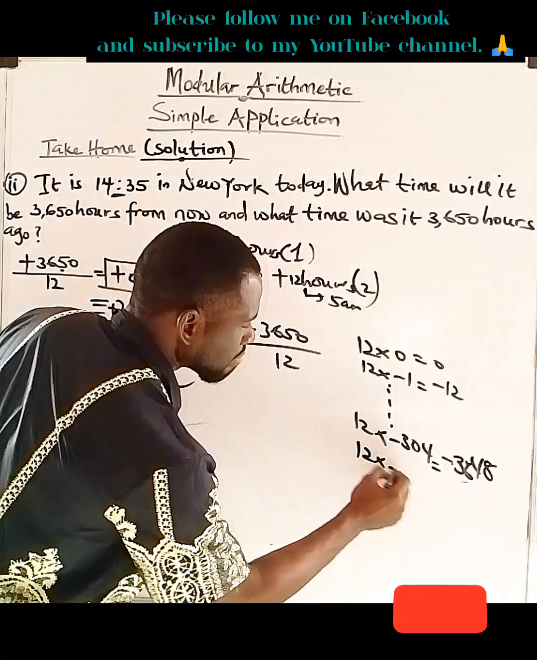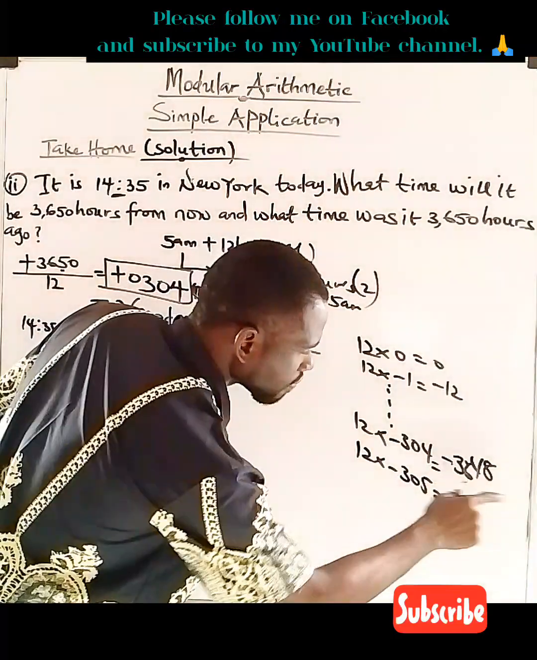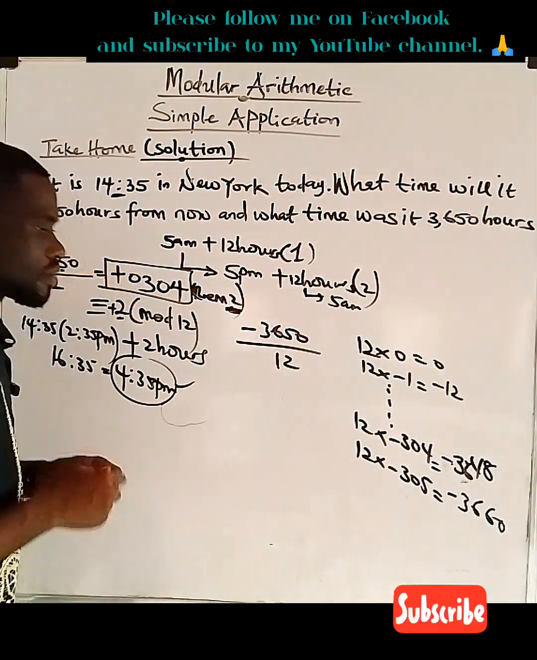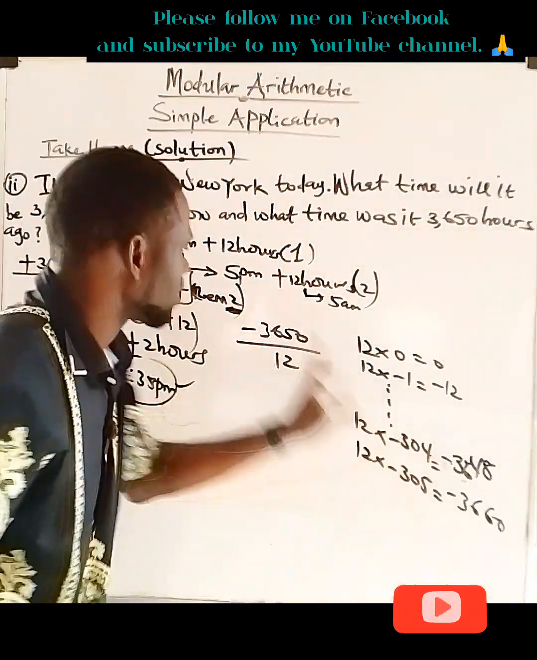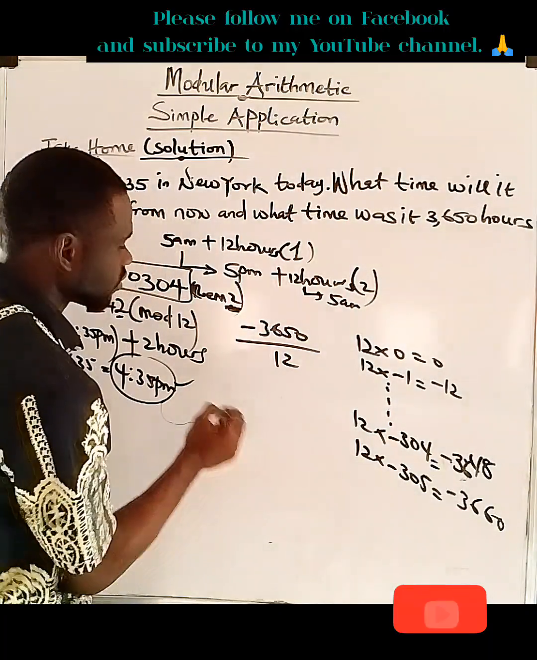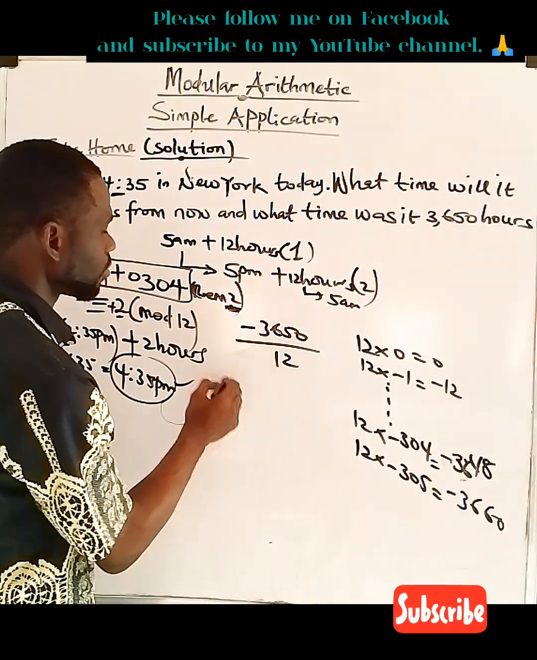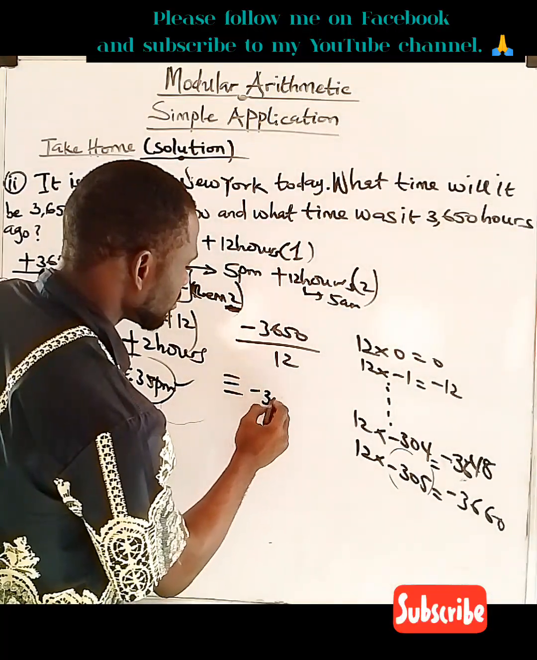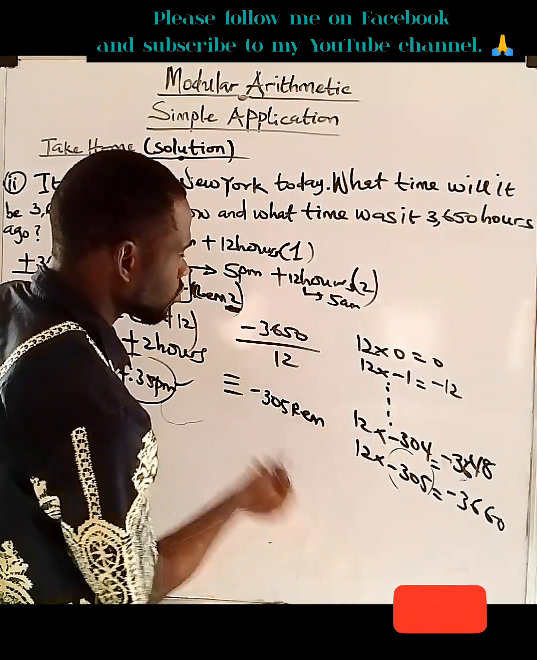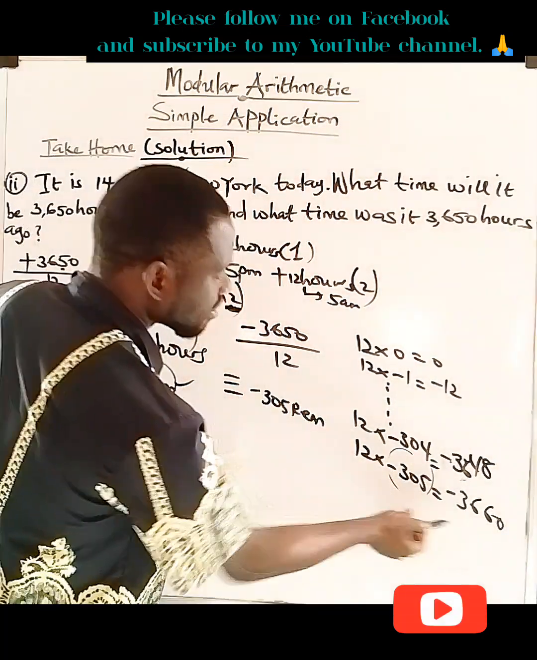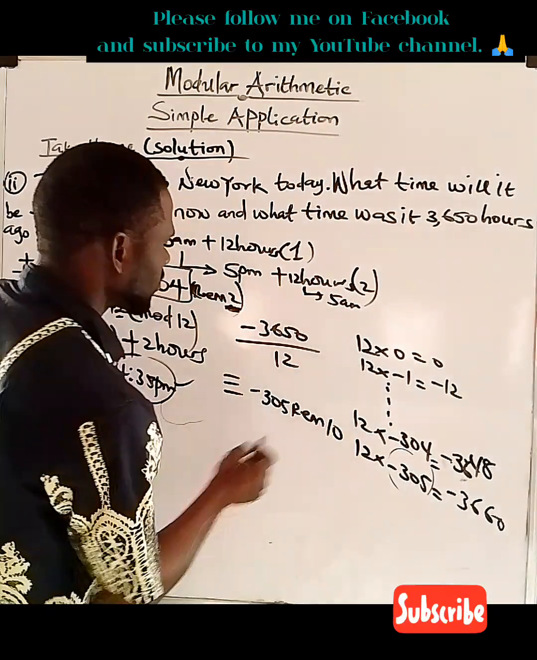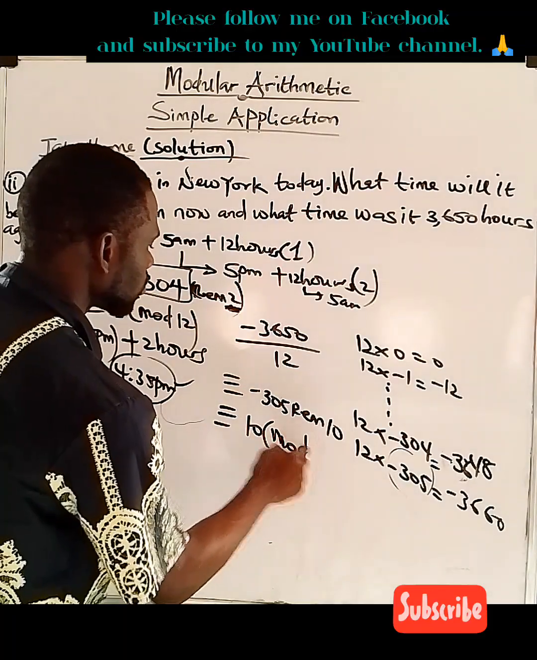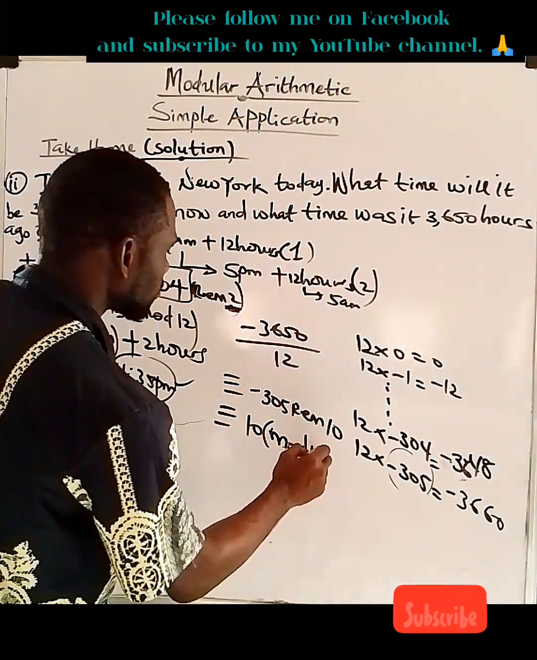So next is 12 times minus 305. If you add 12 to this, that's minus 3660. Now, this is smaller than this. So since this is smaller than this, what will be our result? We are looking for minus 3650, and we got minus 3660. We have remainder 10. So don't forget, what's the result? The result then is 10 modulo 12, just like what we have here.